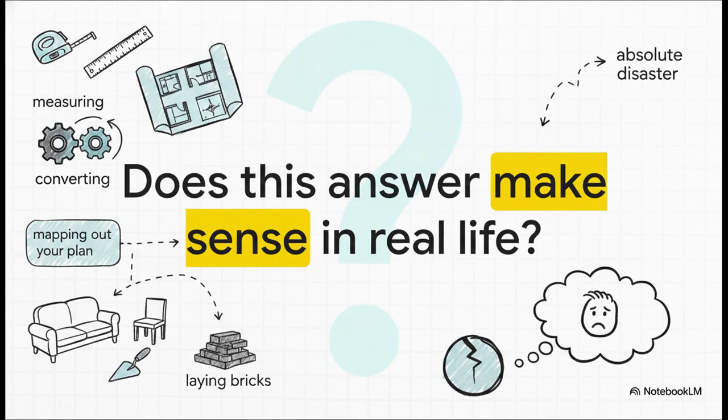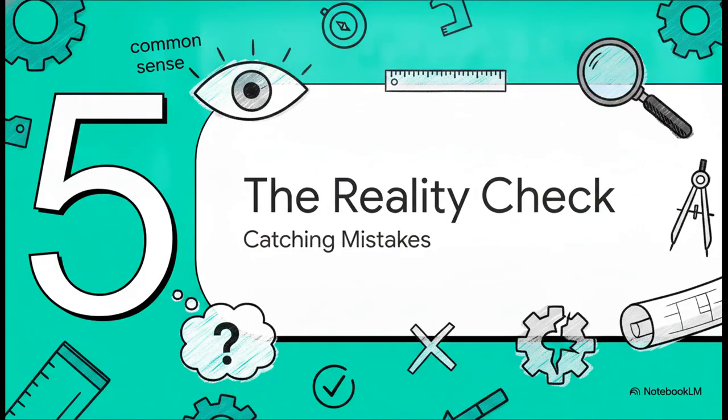Okay, so you've done all the measuring, you've crunched the numbers, and you've mapped out your plan. But before you go out and buy a single piece of furniture or lay a single brick, we have to pause. We need to ask ourselves the most important question in this entire explainer to save ourselves from a total disaster. Which brings us to part 5, the ultimate reality check. This step isn't about advanced calculus or anything. It is purely about using basic common sense to catch silly math mistakes.